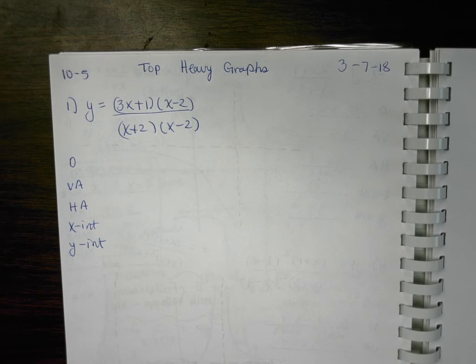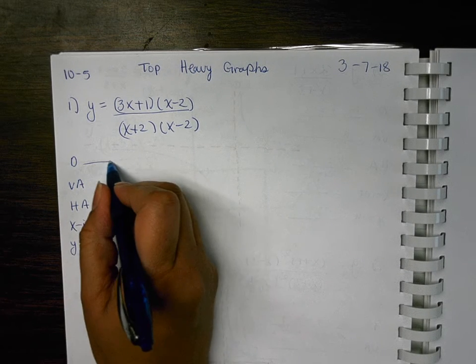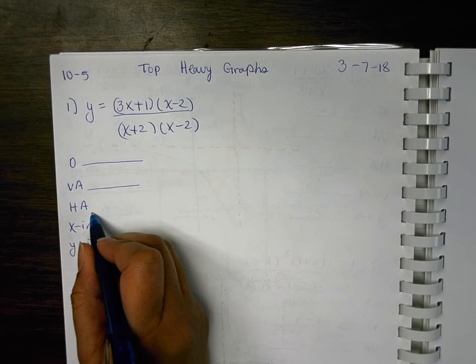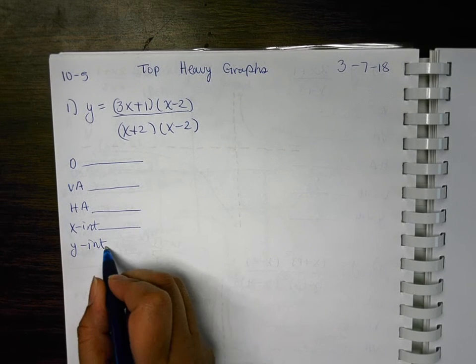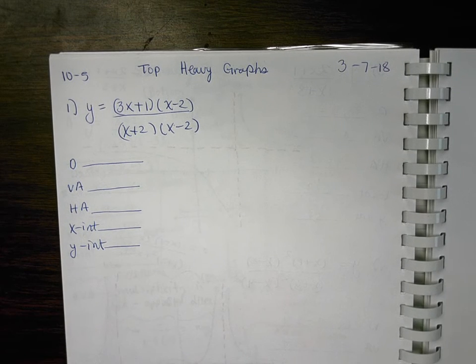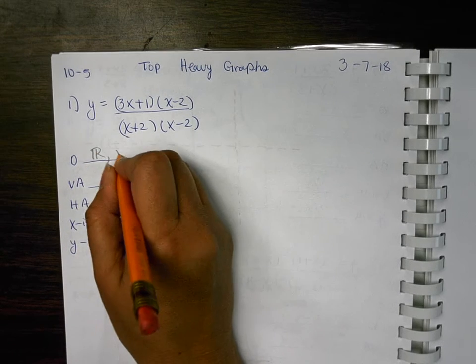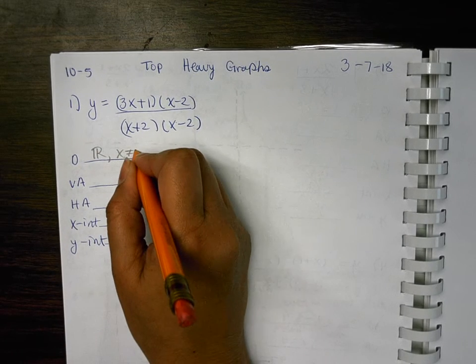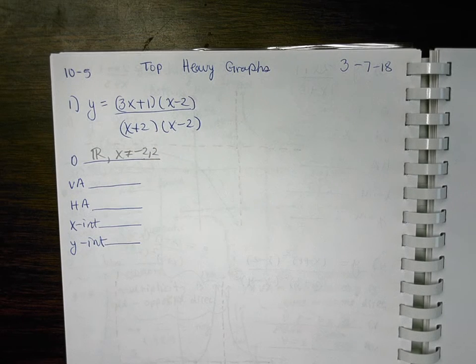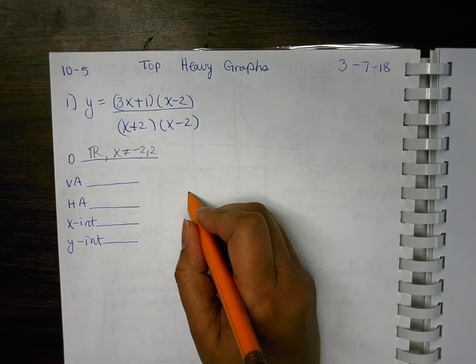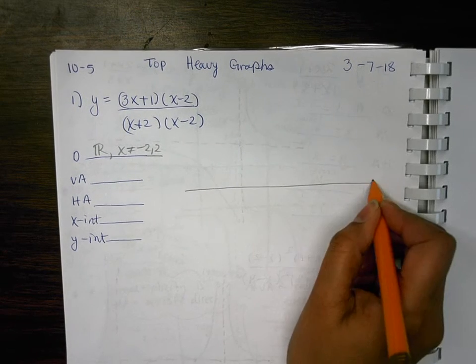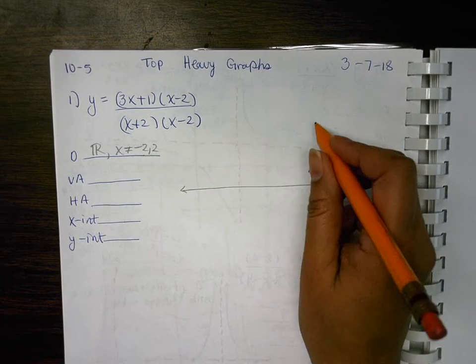All right. What's different about this one? Something can reduce. What do I do before I reduce? Domain. Okay, so what is my domain? X cannot equal -2 and 2. Okay, do we all agree? All right, I'm going to go ahead and draw my graph over here.